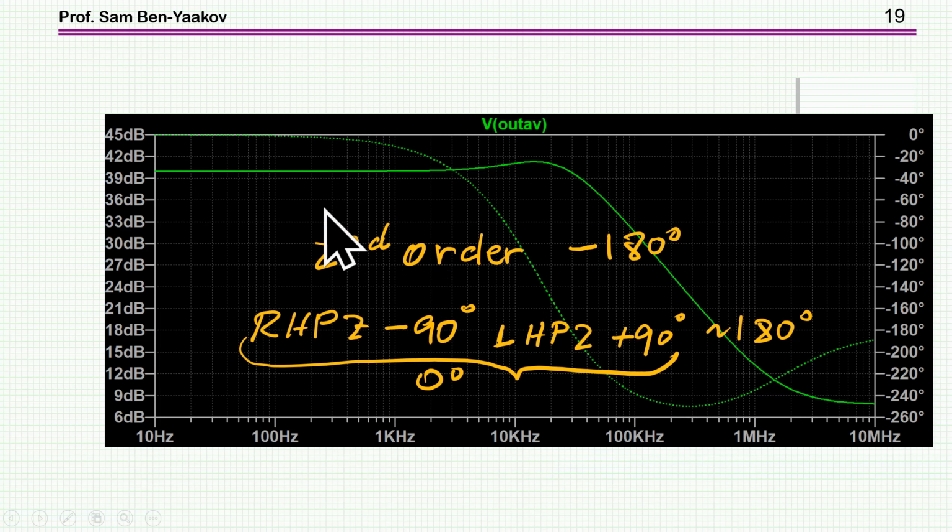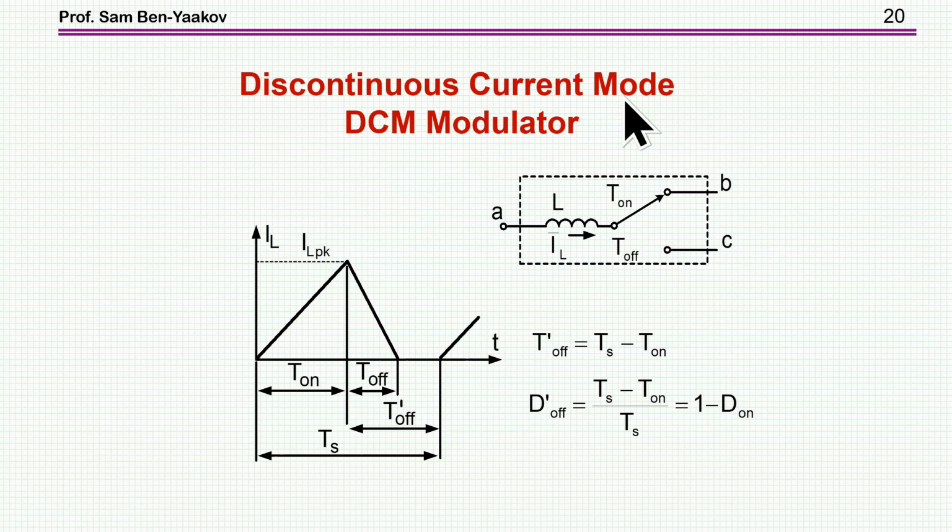So what we see here is that we have the 180-degree leg, but then we have both the right half plane 0, minus 90, plus 90 due to the left half plane 0. So these are canceling each other, so eventually it comes back to minus 180. So as we can see, the AC analysis is really handy and operates very well. And what about discontinuous current mode?